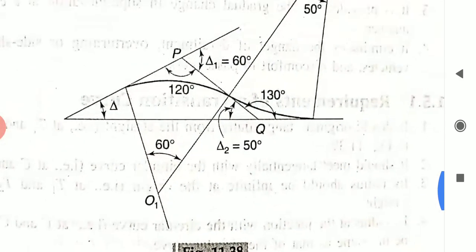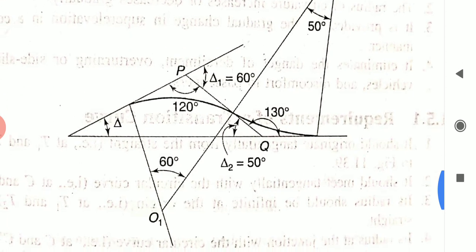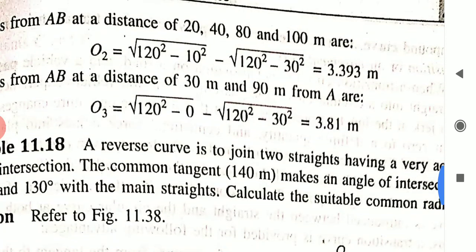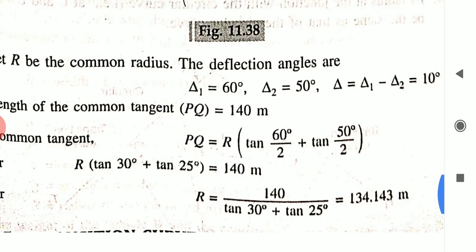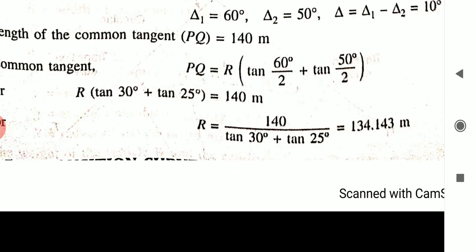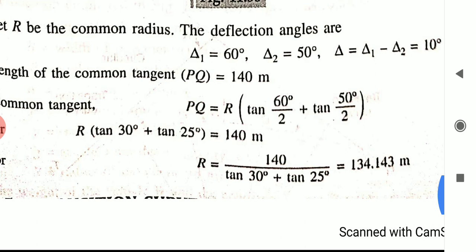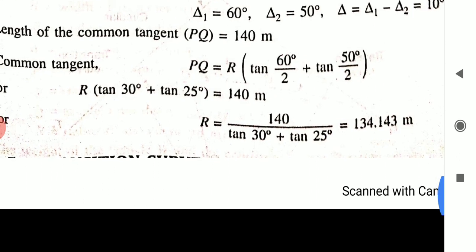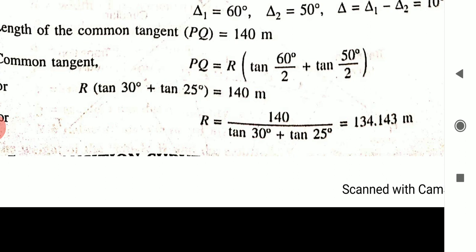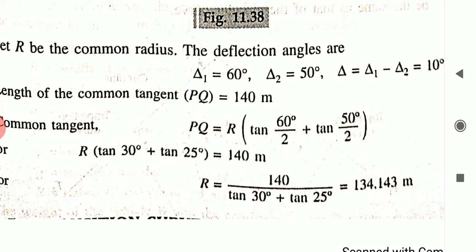Then PQ we already know, he gave it in the question. So by using the common tangent we will get the radius. Common tangent PQ equal to R of (tan delta 1 by 2 plus tan delta 2 by 2). So R equal to, by using this formula we will get the radius. This is the solution about a reverse curve. This session is completed.